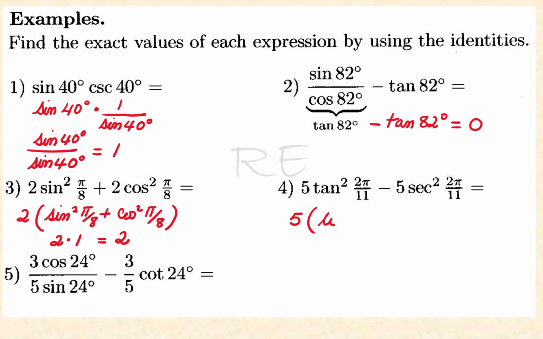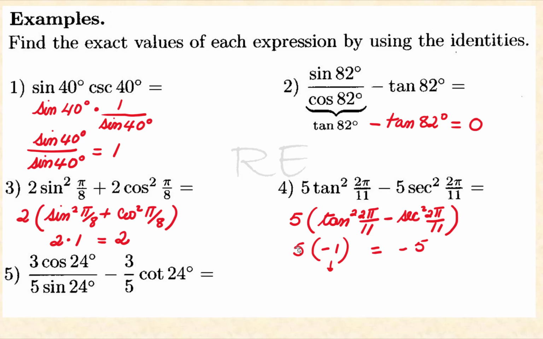5 times tangent squared 2 pi over 11 minus secant squared 2 pi over 11. 5 is the greatest common factor. Now, tangent squared minus secant squared of any angle is equal to -1. So 5 times -1 is equal to -5.